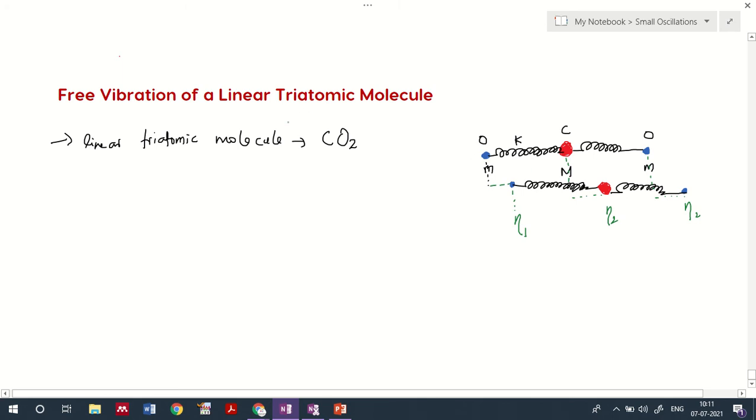So it is very important to know the linear triatomic molecule, because this is a link between the polyatomic and diatomic molecule cases. So we'll take the example of carbon dioxide for today's discussion, and we need to know the normal frequency associated with that. First of all, we need to identify the normal frequency associated with the free vibration of this molecule.